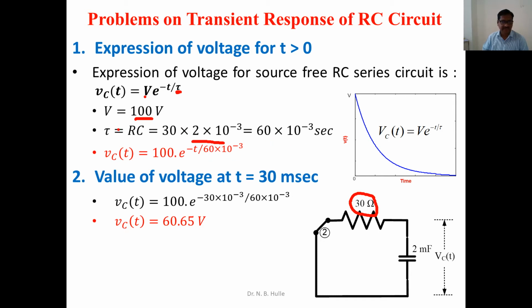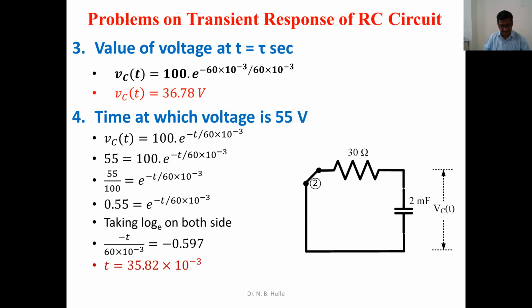Then similarly, for the calculation of the second value, the voltage across the capacitor at t equal to 30 millisecond. Already we have calculated this expression. In this expression, if we substitute t as 30 millisecond, we are able to get the value of the voltage across the capacitor at t equal to 30 millisecond, which is Vc of t equal to 60.65 volt.